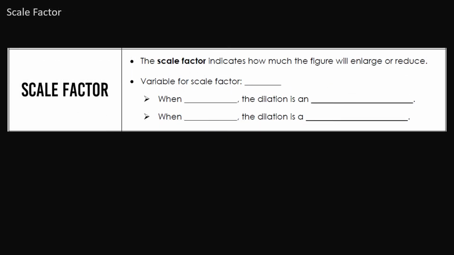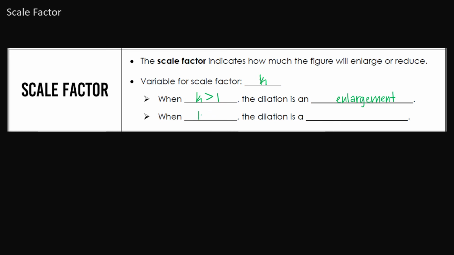So scale factor indicates how much the figure will enlarge or reduce. The variable we use for scale factor is k. So when k, the scale factor k, is greater than 1, the dilation is an enlargement. So let's say the scale factor is 2. If the scale factor is 2, that means our figure is going to double in size.